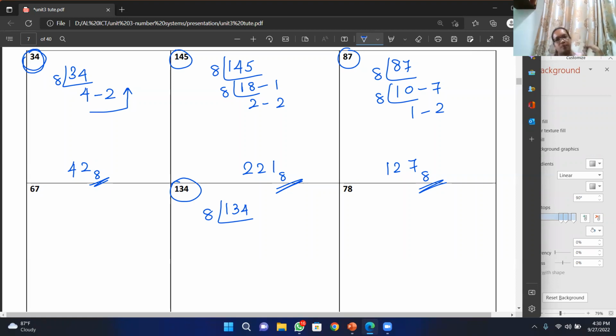206. Okay. 206. Yes. Correct. Right. The other two, the 67 and 78. Okay, we'll do this 78 as well. Zainab. You have to tell me the answer for 78. This one.